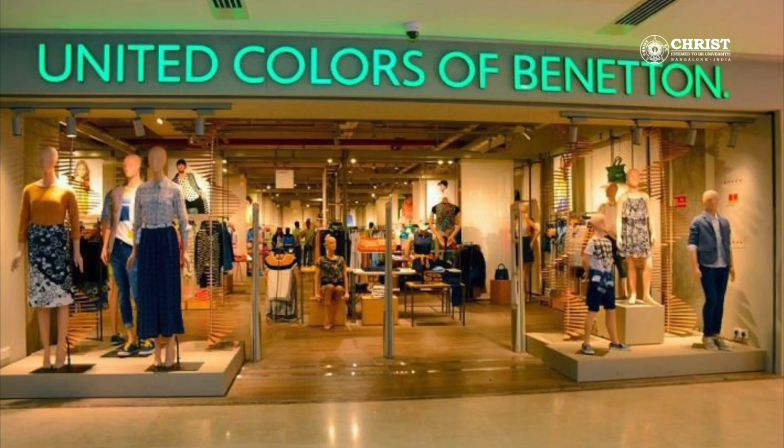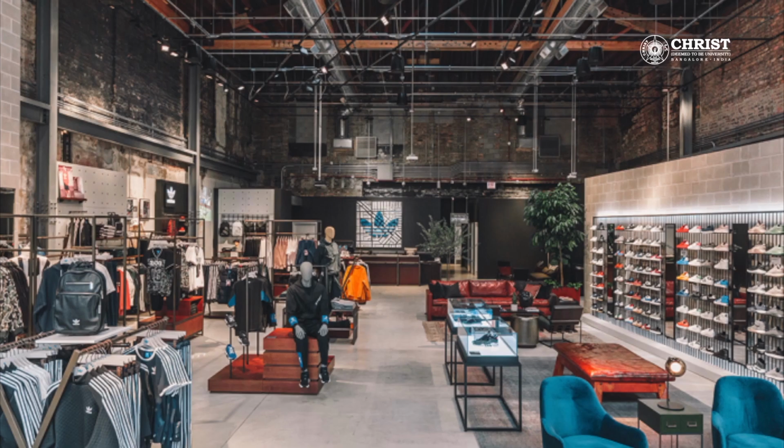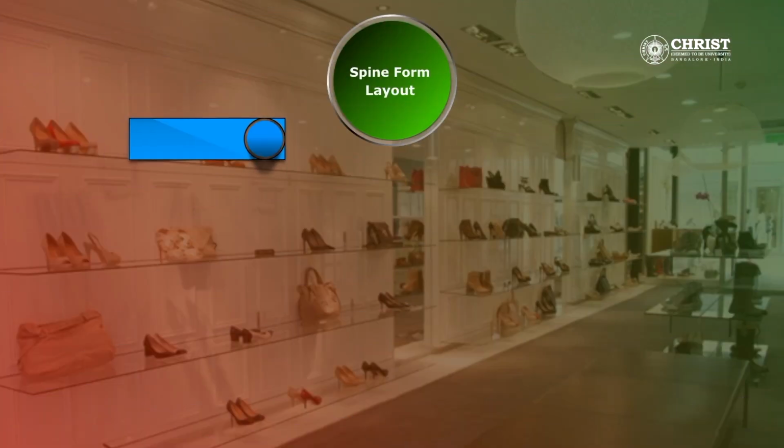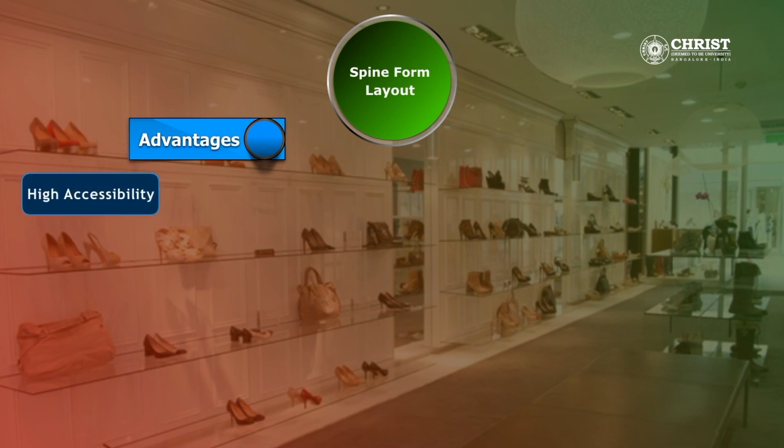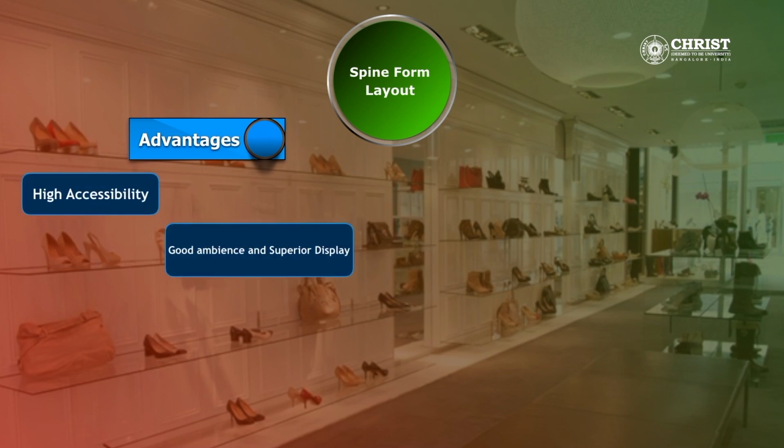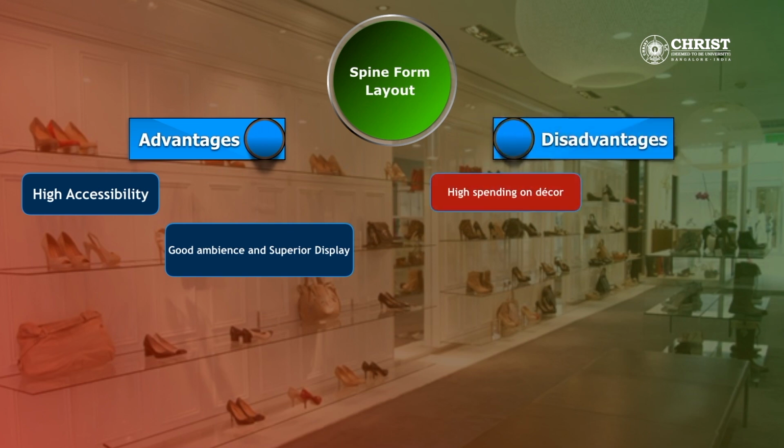The examples of a few retail stores that adopt this kind of spine form layout are United Colors of Benetton, Nike, Adidas, Puma, and most of them are footwear stores. Now let's discuss the advantages and disadvantages of a spine form layout. The advantages are high accessibility, good ambience and superior display. Next, the disadvantages are high spending on decor, and more free space leads to high operating cost.